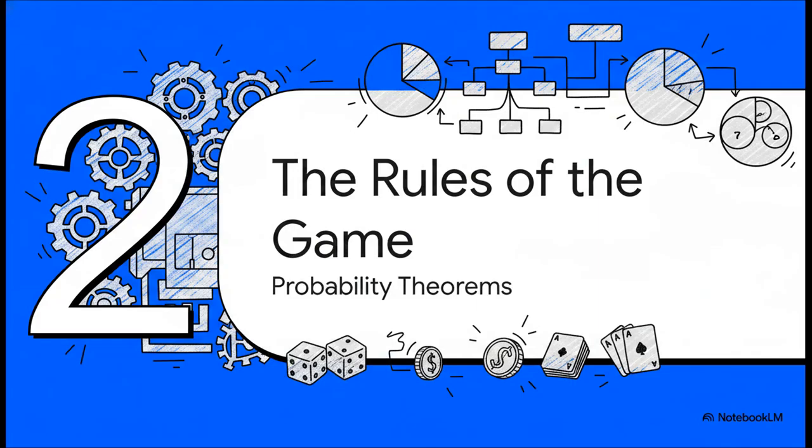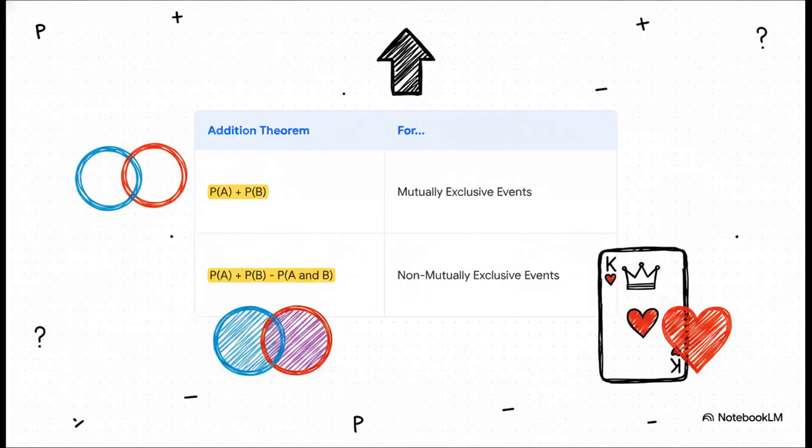All right, so now that we've got the building blocks, let's talk about the rules of the game. There are 2 fundamental theorems that pretty much power almost every probability calculation you'll ever do. First up is the addition theorem. This helps us figure out the chance of either one thing happening or another thing happening. Now, if the 2 events can't possibly happen at the same time, we just add their probabilities together. Simple. But if they can happen together, think about drawing a king or a heart from a deck of cards, we have to subtract the probability of both happening, because otherwise we'd be counting the king of hearts twice.